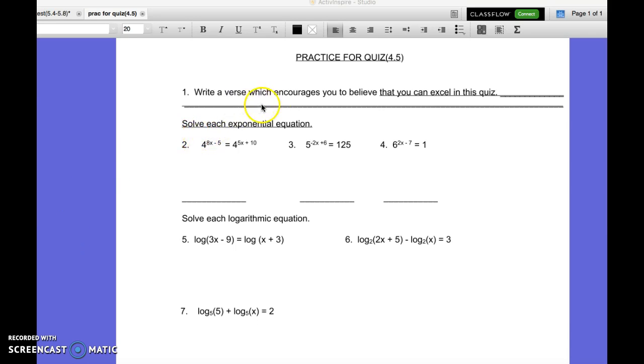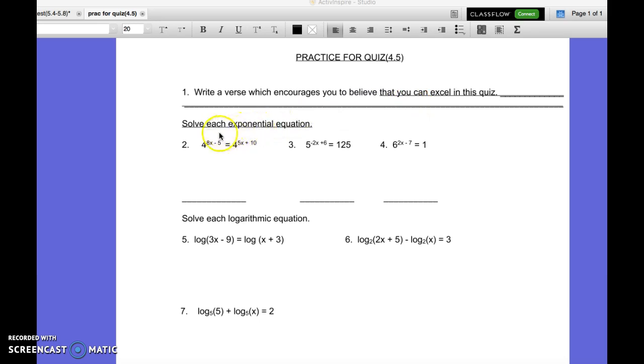Okay, your verse, which encourages you to believe that you can excel in this quiz. Only 7 words to that one. 7 words from the great book of Genesis 18:14. Say it with me. Is anything too hard for the Lord? Again, is anything too hard for the Lord?